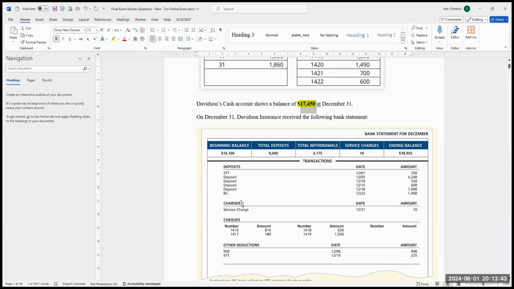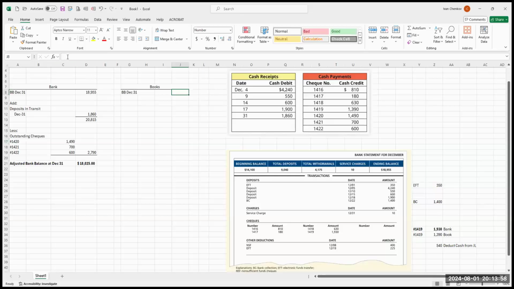As we already said, our balance is $17,450. I'm going to copy this amount and go directly to my Excel spreadsheet and paste that amount into it, so there will be no mistakes on my end by transposing that number. $17,450, I have at my starting point. Now I have to add something, and then probably have to deduct something.